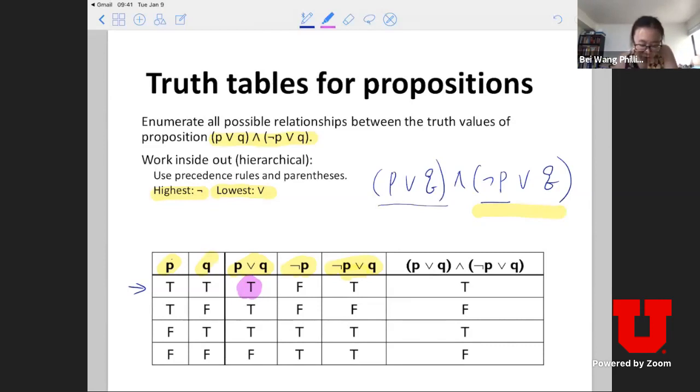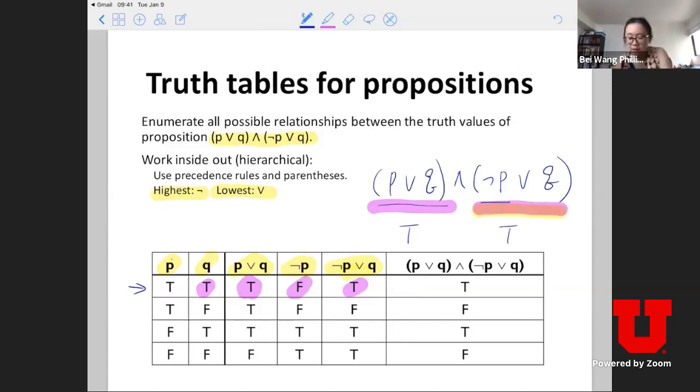Now, because P is true, the negation of P is false. And now, because negation of P is false, I need to understand the negation of P or Q. But because Q is already true right here, then negation of P or Q is always true. Now I have decided for each of the little parts of the proposition, for example, P or Q here, based on this row, is true. And then negation P or Q here, this is also true.